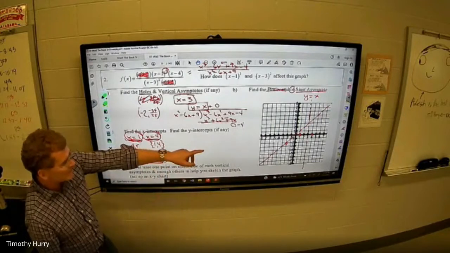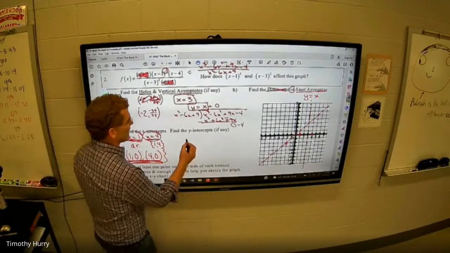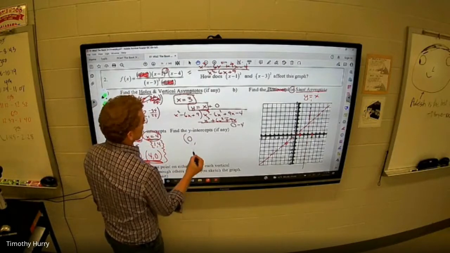But anyway, I come over here, I mark 1 and 4. Y-intercepts are when x is 0, right? You just do that in the actual fraction.